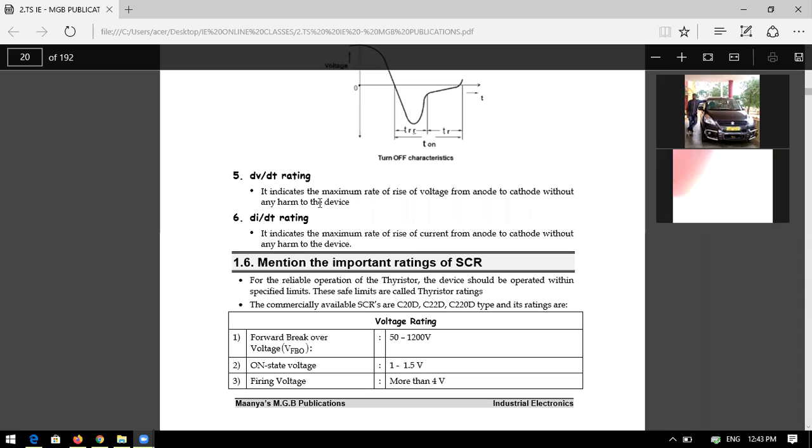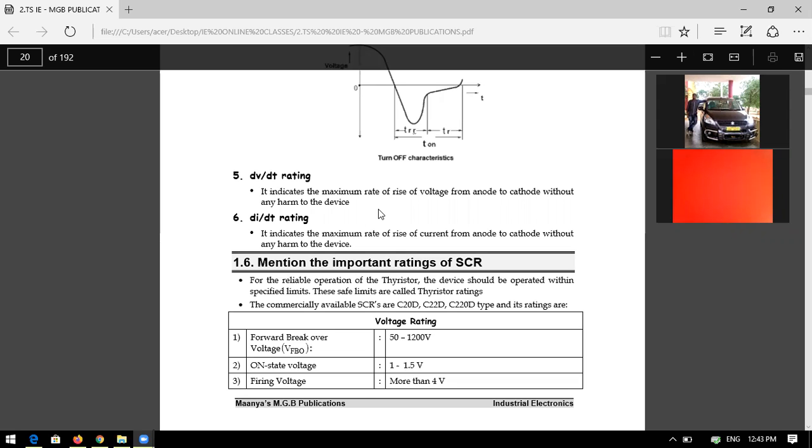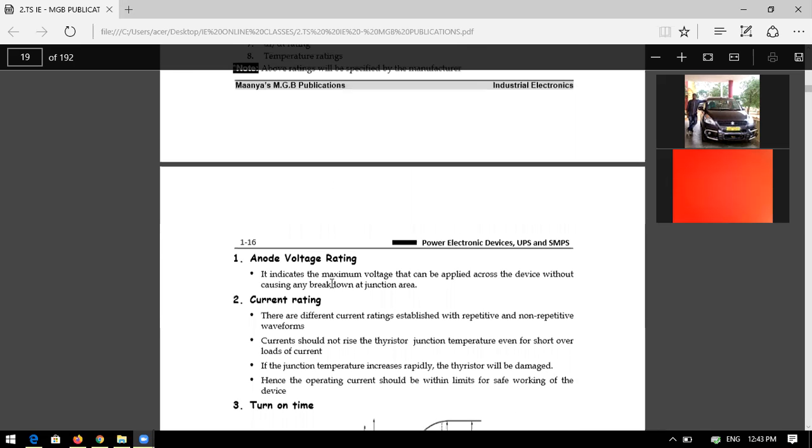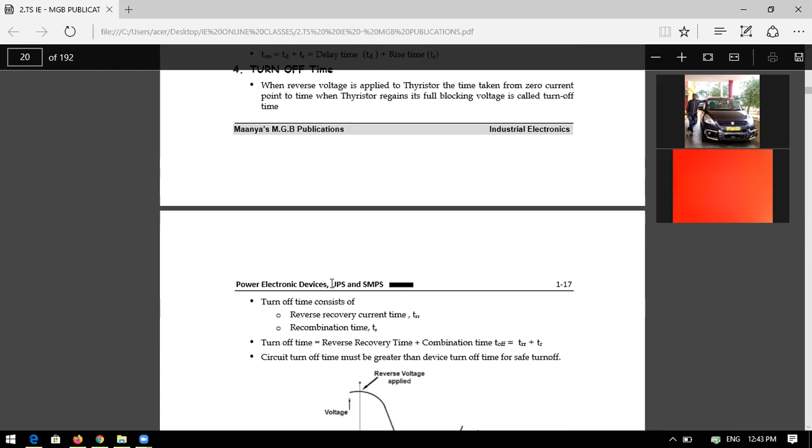So what is the short span? How much voltage can it maximum withstand within a short span? Within a short span, what maximum rate of voltage will be safe? That is indicated by dv by dt. What is the maximum rate of rise of current it can withstand? We call that the di by dt rating. Okay, so these are six specifications you can have, 1 2 3 4 5 6 ratings, and they are important.